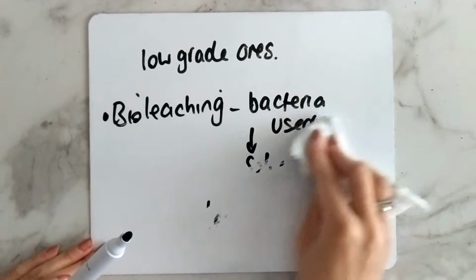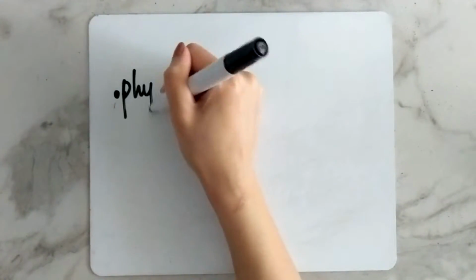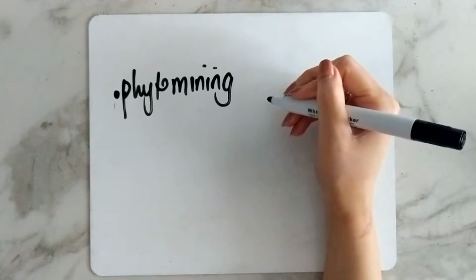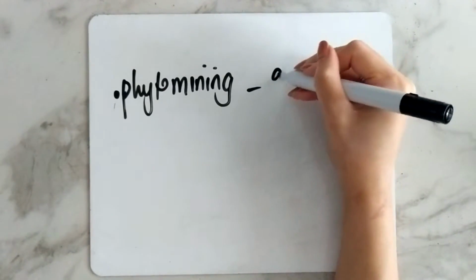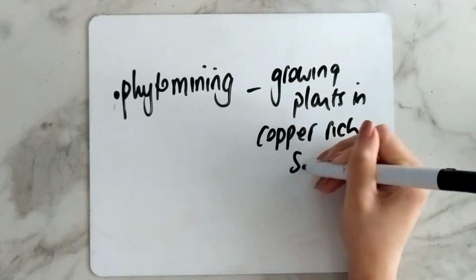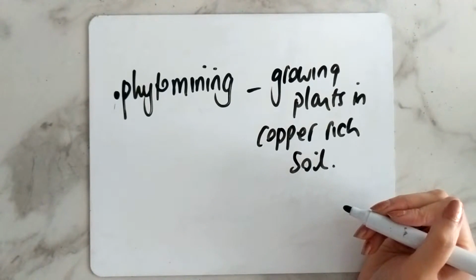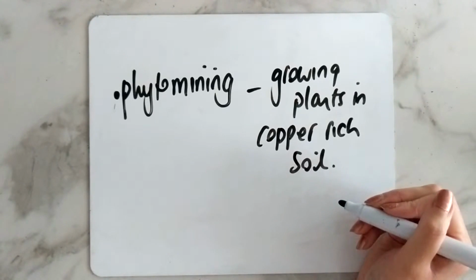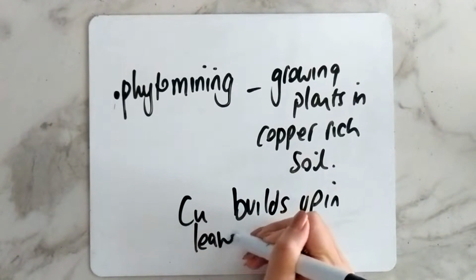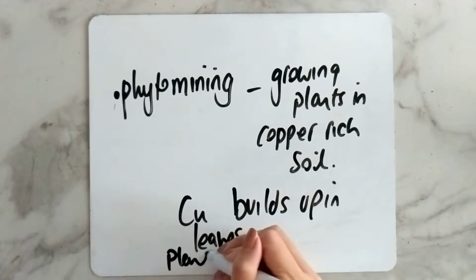The second way is called phytomining. So make sure I spell it right, phytomining, and this involves growing plants in soil that contains copper. So growing plants in copper rich soil, and then the plants get rid of the copper as it gradually builds up in leaves. So copper builds up in leaves as the plant is trying to get rid of it, and then the plants can be harvested.